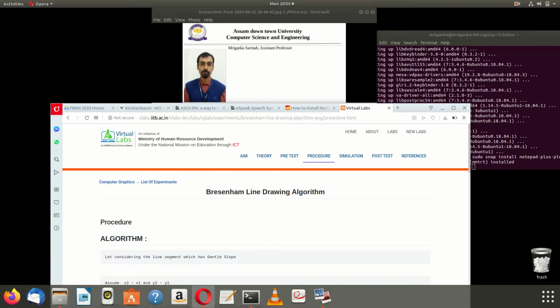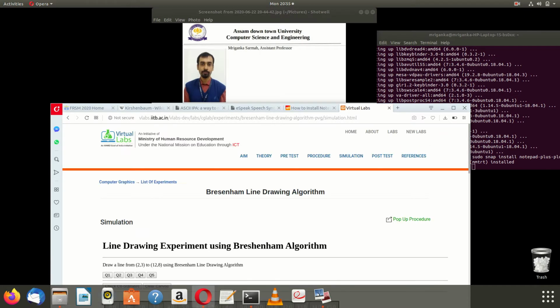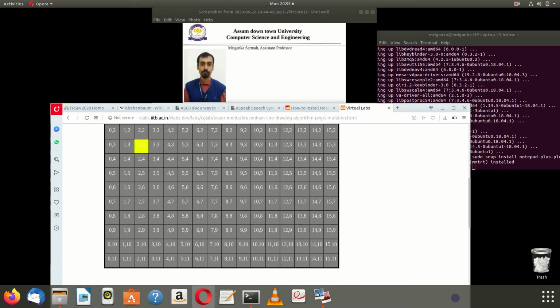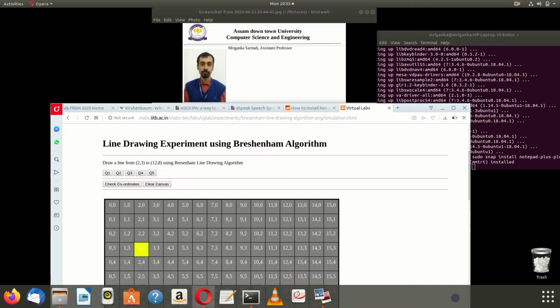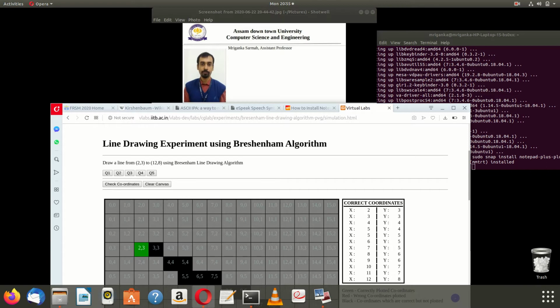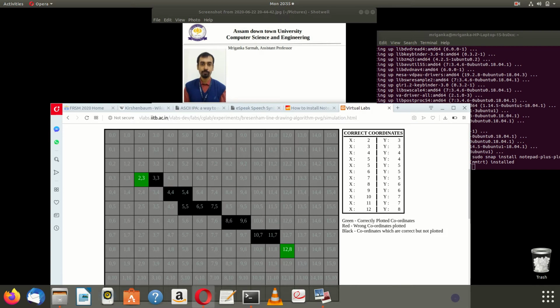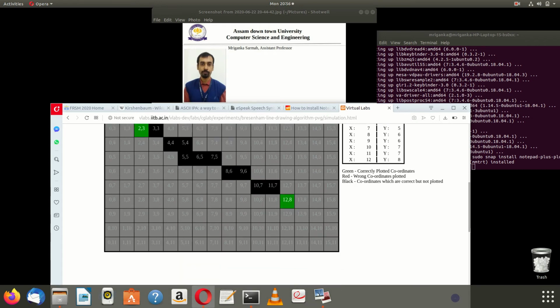Let us simulate the Bresenham algorithm. So here in this question we have to draw a line from (2, 3) to (12, 8). It is here. So let us see what the line is going to be. Here we see x is always incrementing, and y is sometimes static and sometimes increasing. This particular y is from top to bottom.